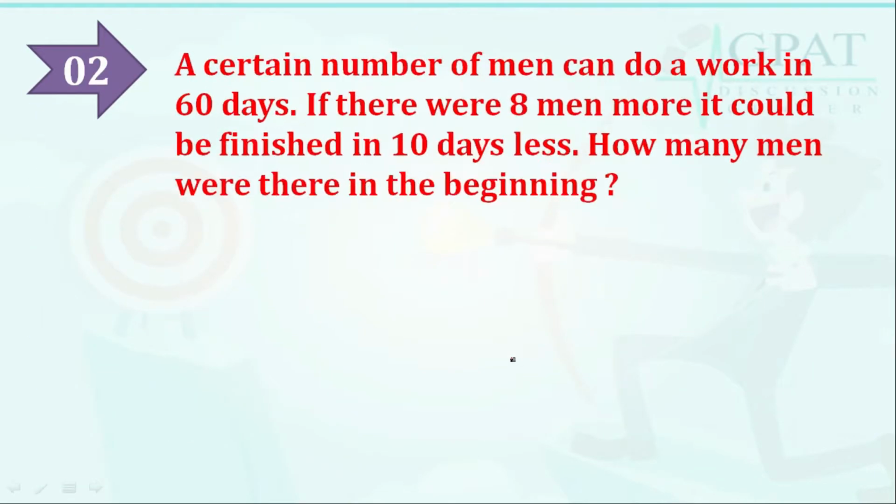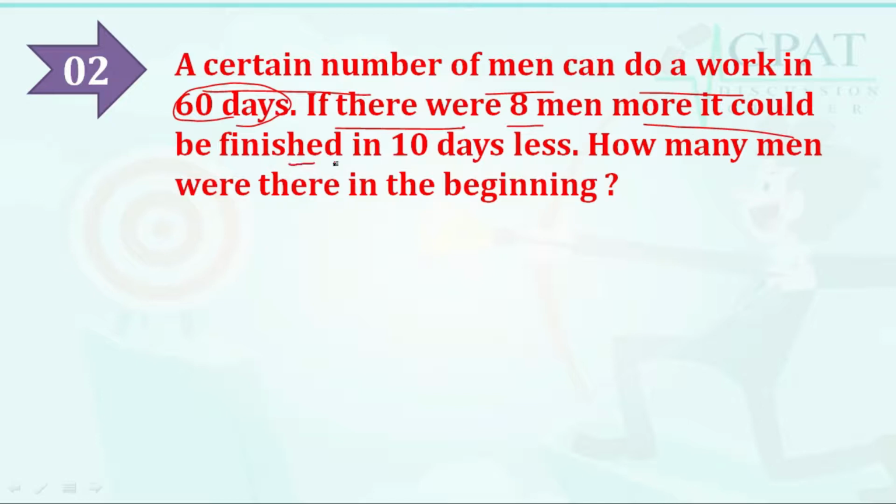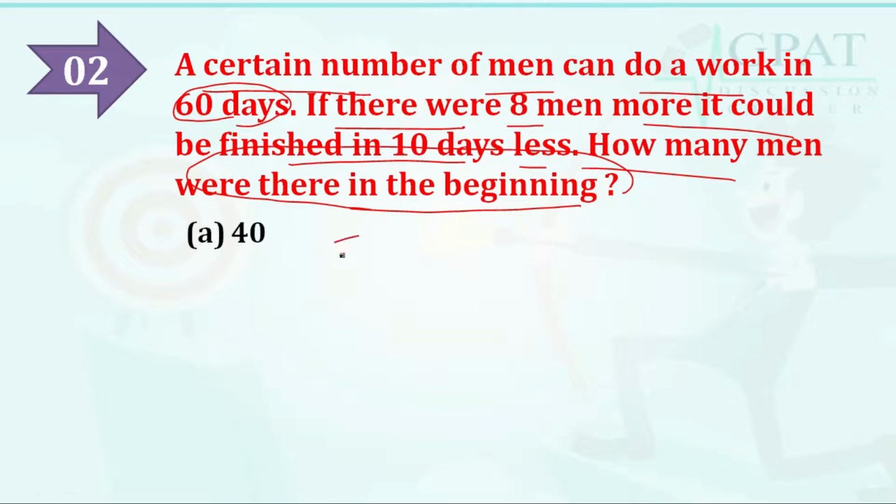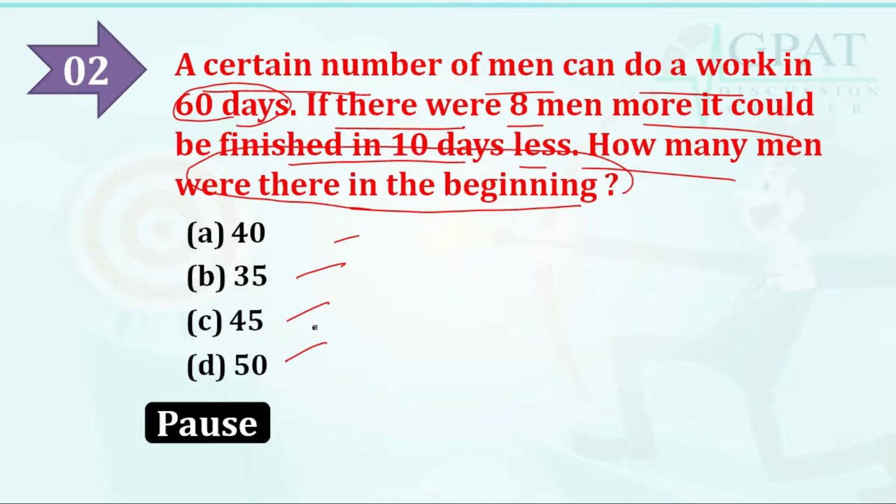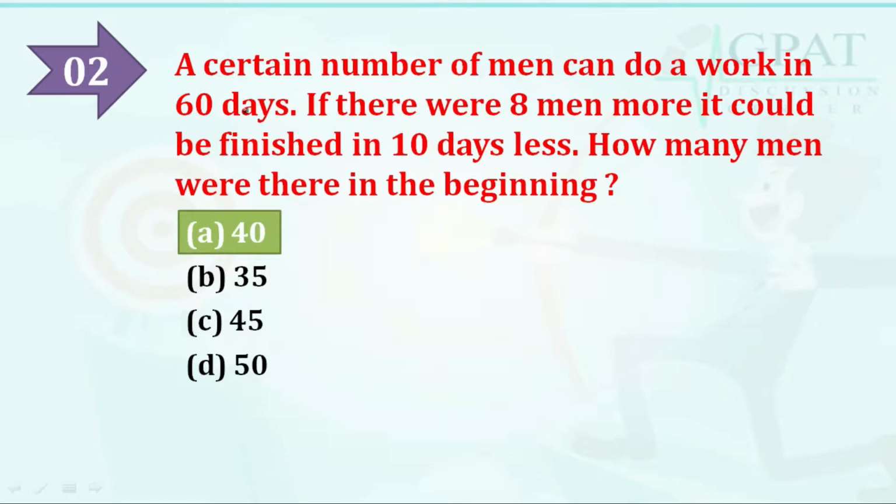Now the next question is: a certain number of men can do a work in 60 days. If there were 8 men more, it could be finished in 10 days less. How many men were there in the beginning? The options are: option A is 40, option B is 35, option C is 45, option D is 50. The correct answer is 40 men at the start.